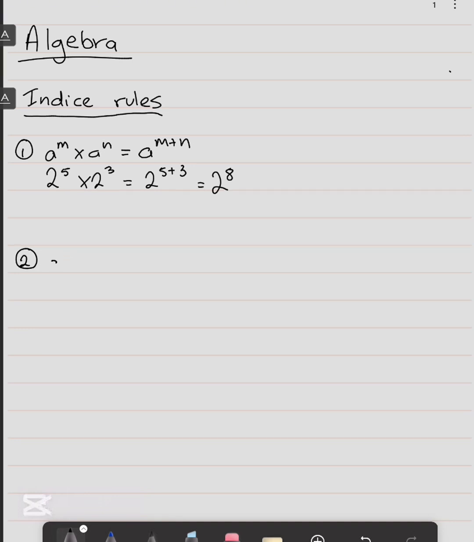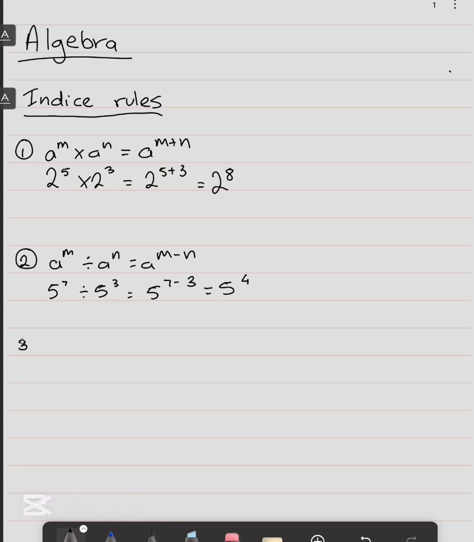Our second indice rule is the minusing of powers rule. This rule is a to the power of m divided by a to the power of n equals a to the power of m minus n. An example of this is 5 to the power of 7 divided by 5 to the power of 3 is equal to 5 to the power of 7 minus 3, which is 5 to the power of 4.